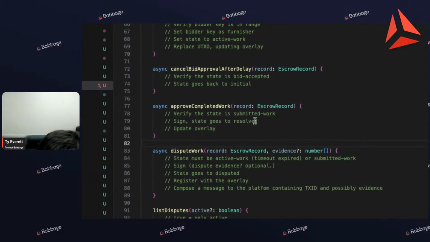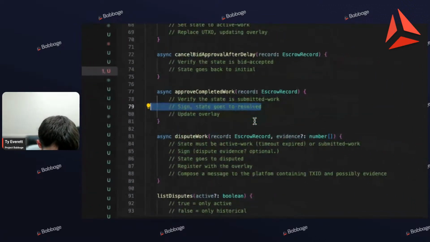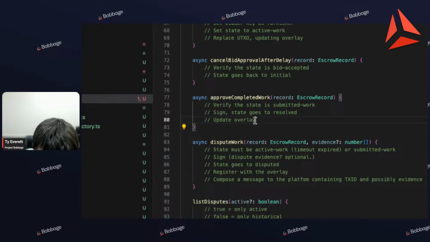And that would bring the UTXO state to resolved, allowing the person to receive money when it is complete. That goes onto the overlay.